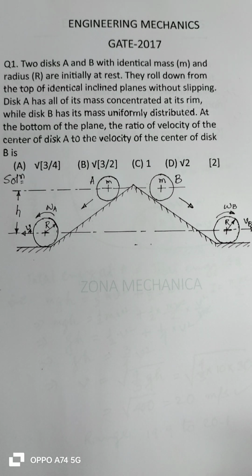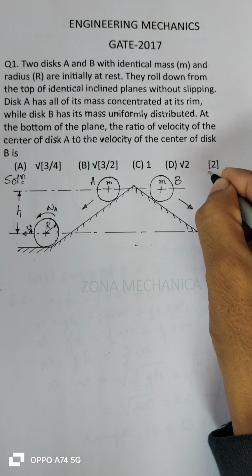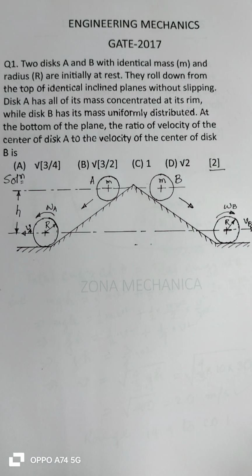There is an MCQ on rolling of a disc on an inclined plane. Figure at the margin indicates the weightage of the question, that is 2 marks. Two discs A and B with identical mass m and radius r are initially at rest. They roll down from the top of identical inclined planes without slipping. Disk A has all of its mass concentrated at its rim, while disk B has its mass uniformly distributed.